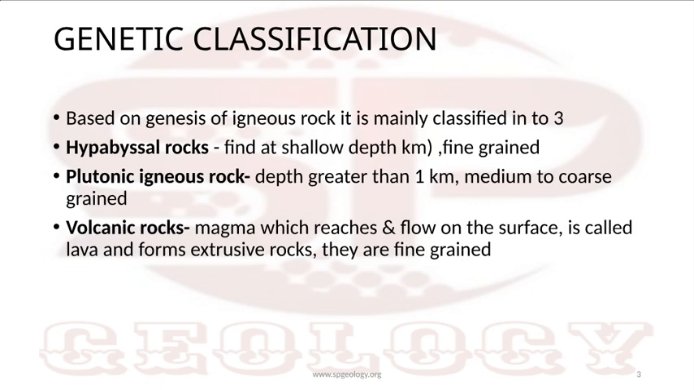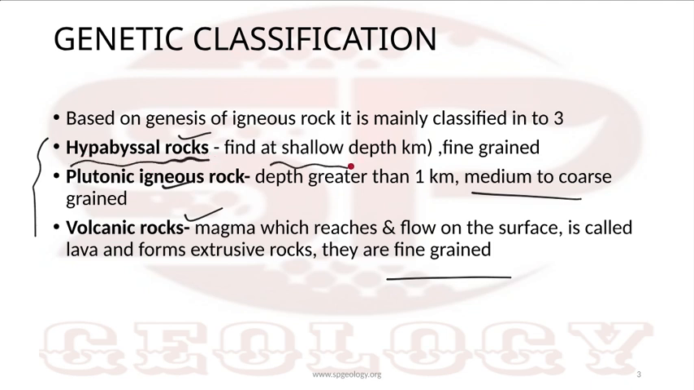So genetic classification, or you can say on the basis of depth of formation, gives three types of igneous rock: volcanic rock, plutonic rock, and hypabyssal rock. Volcanic rock is extrusive, forms at the surface, and is characterized by fine grain. Plutonic forms at a greater depth, with medium to coarse grain. Hypabyssal rock forms at shallow depth, with medium to fine grain, on the basis of depth of formation.